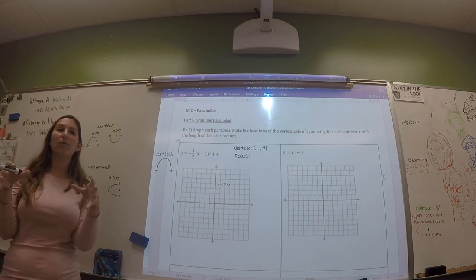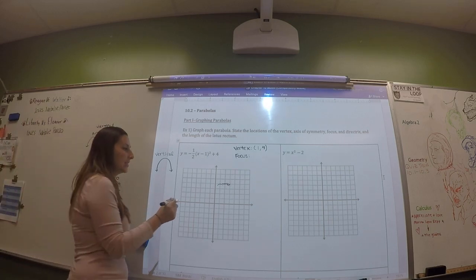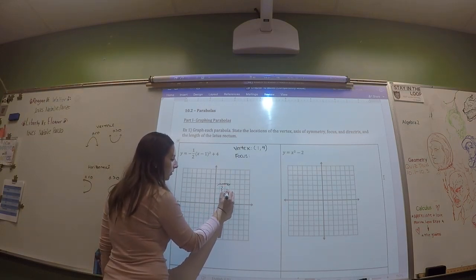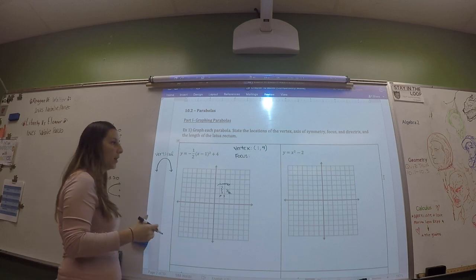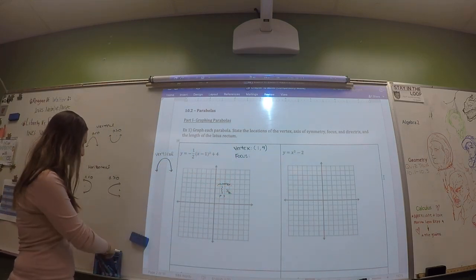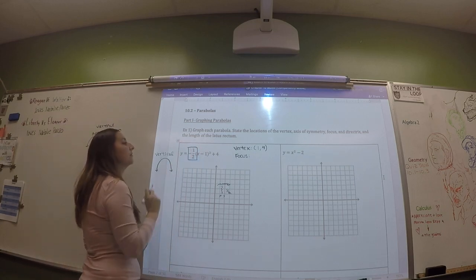How far is your focus from the vertex? One quarter A. So the distance from the vertex to wherever the focus is, is 1/4A. What is A in this equation? Negative. Oh man, that's a gross A. No, it's not. It's good. Oh wait, it's just going to be 2.